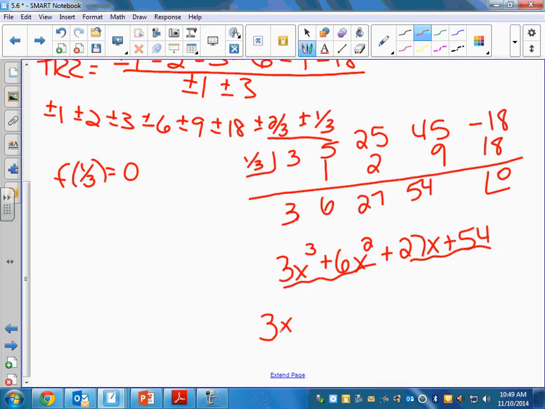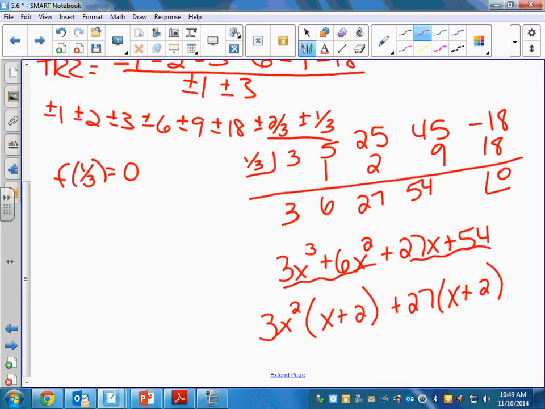If I factor a 3x out of this, I'm left with x squared plus 2. Is that true? Nope, sorry. I can factor out a 3x squared and be left with x plus 2. Yes, is that better? 27 goes into 54 2 times, right? So I can factor out a 27 and be left with x plus 2.